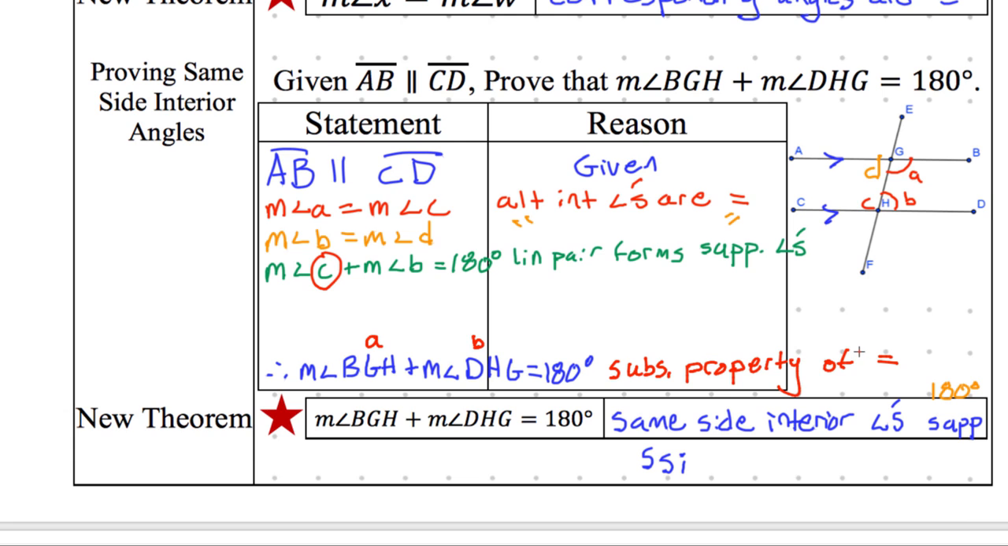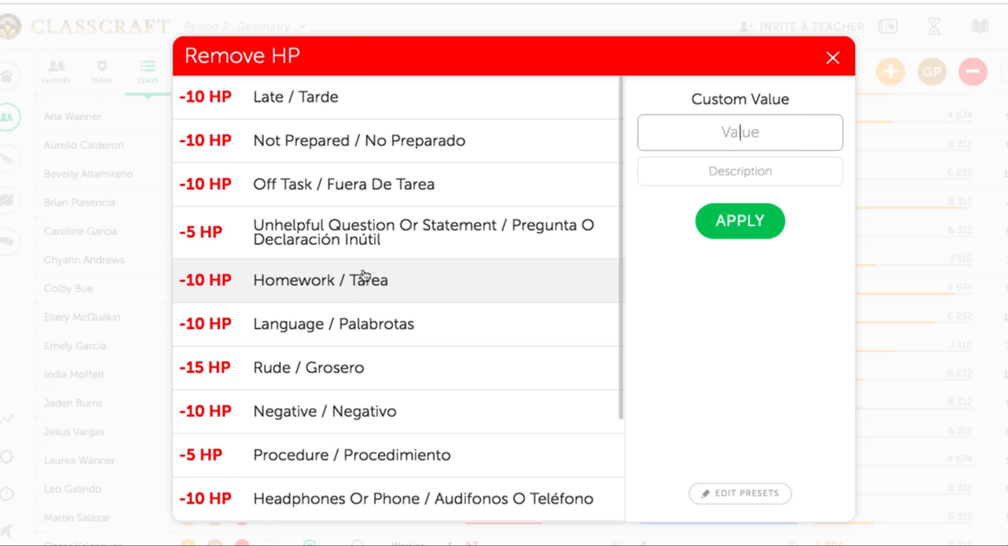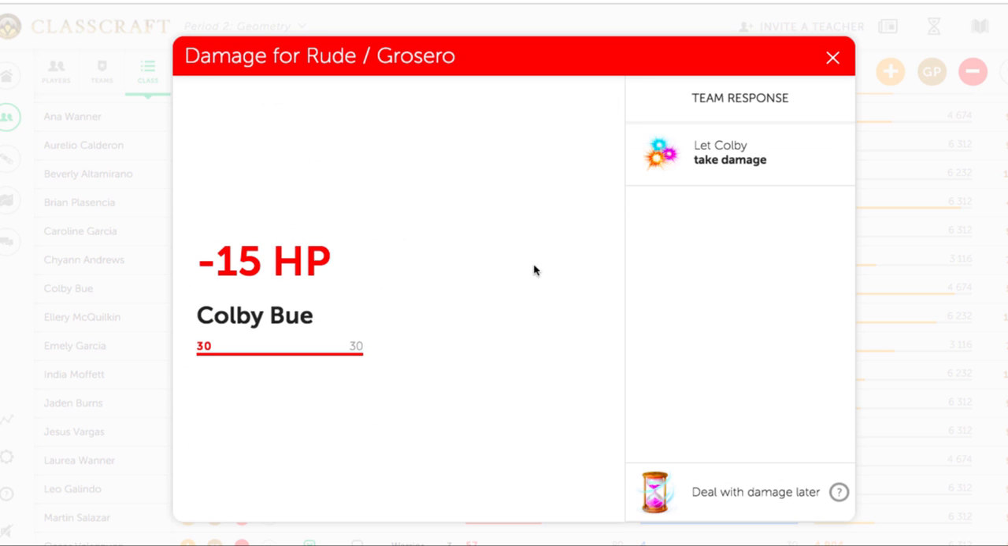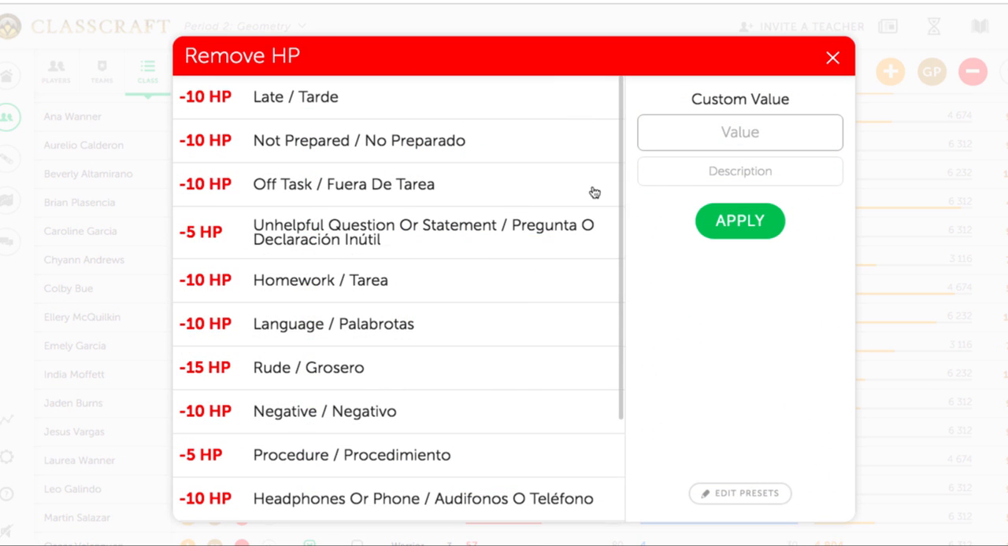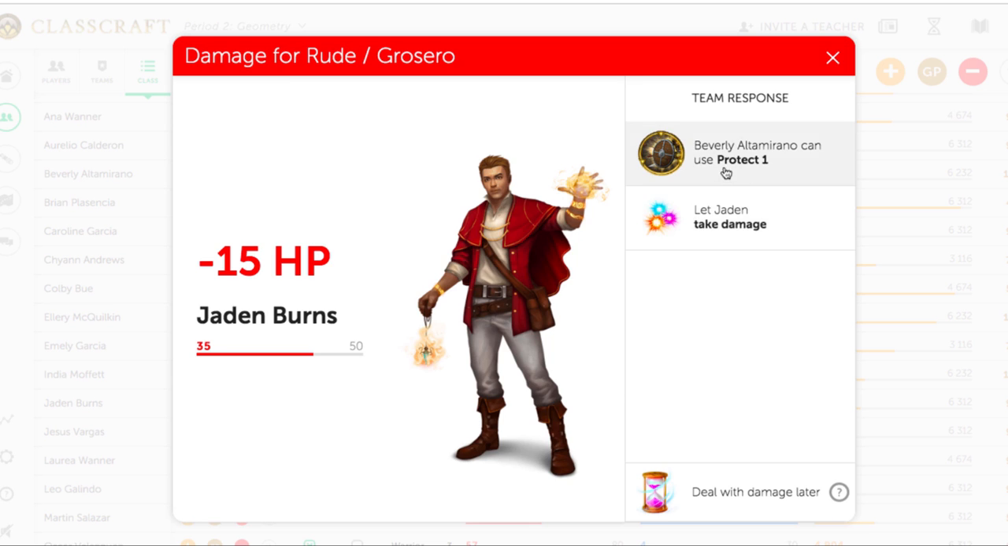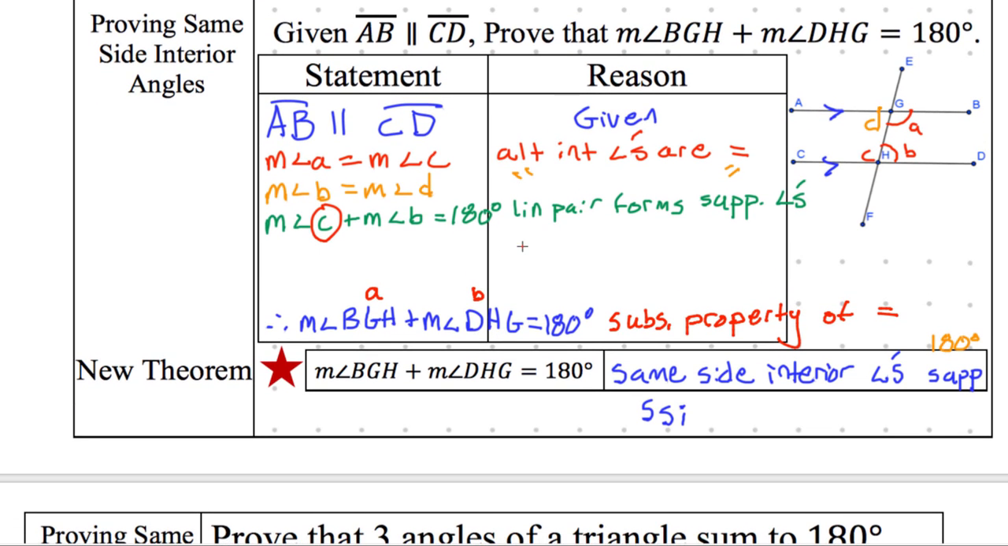Where are we at? Understood. That was rude to the teacher. You lost HP. Thank you, Colby. Even if it was in jest, please don't do it anymore. Wait, how much was it? How much did I lose? It was rude, so it's 15. Oh wait, that's Colby. Yeah, but really. What did I do? Beverly, can you use protect? You can. Beverly, you're going to use protect. And then let Jaden take the rest of the damage. What the heck's the point of protecting that? She took 10 HP for you. What did I do? How much did I take? You didn't do anything.